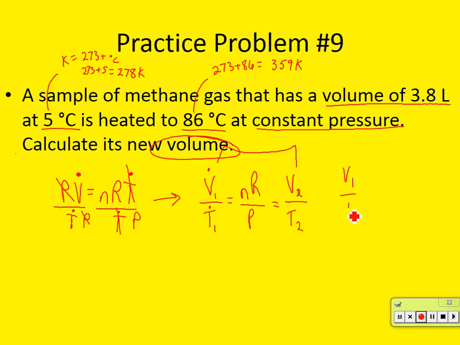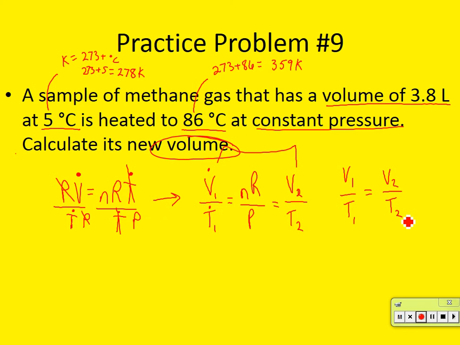So let's rewrite that. V1 over T1 is equal to V2 over T2. Guys, what gas law is this? That's Charles' law. We just showed you how to derive Charles' law. So you don't ever have to remember it anymore, as long as you can remember the ideal gas law and do this reorganization of variables here, you can always remember Charles' law.